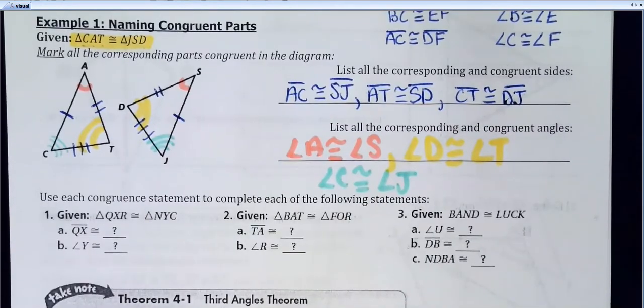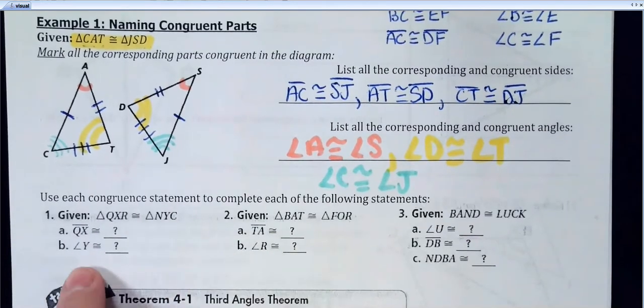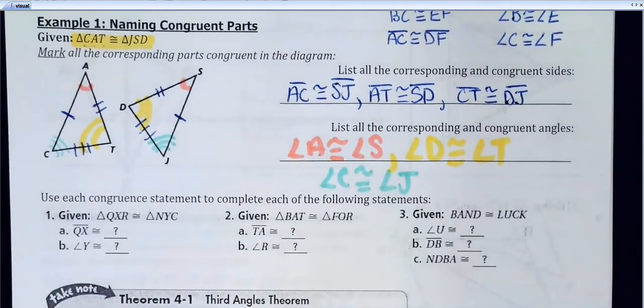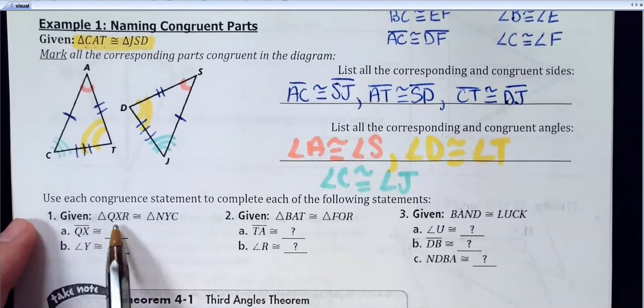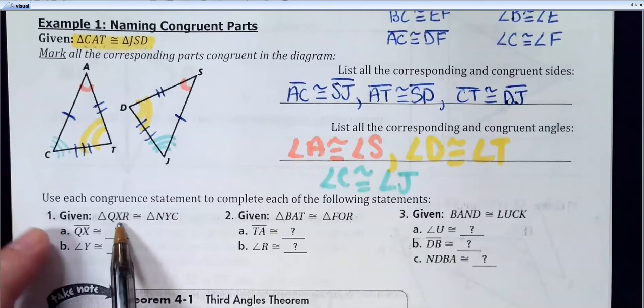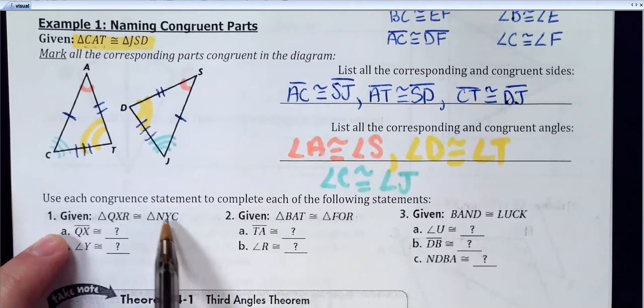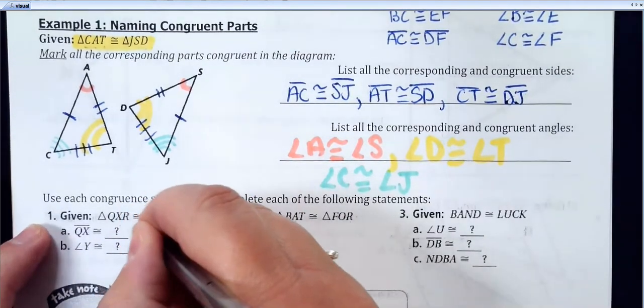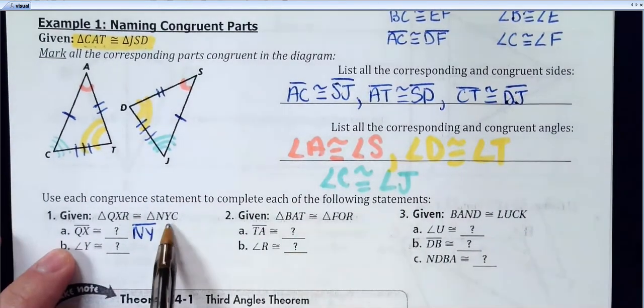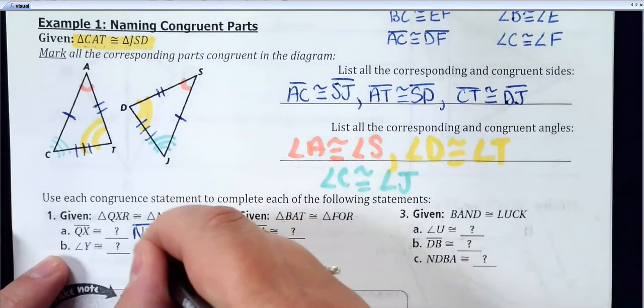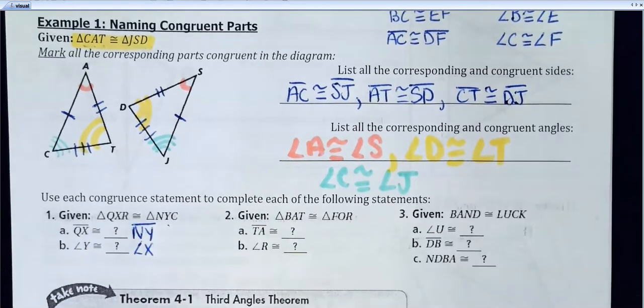And all I've got down here, I just scooted up a little bit. These three questions don't give me a picture, they just give me a congruent statement. So I'm going to use that congruent statement to complete each of the congruences below. QX would be the first two letters in this triangle, so that segment should match up with the first two letters in the triangle it's congruent to. That would be NY. Angle Y is the middle letter in this second triangle, so the congruent angle would be angle X, which is the middle letter in that first triangle.